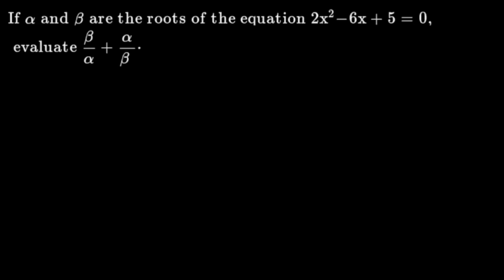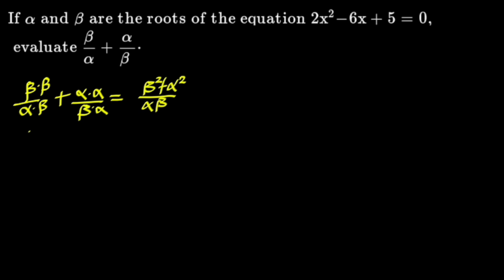If alpha and beta are roots of 2x² − 6x + 5 = 0, evaluate β/α + α/β. Solution. To evaluate β/α + α/β, multiply β/α by β/β, and α/β by α/α. Now that they have common denominator αβ, the numerator will give us β² + α², which is the same as (α² + β²)/αβ.